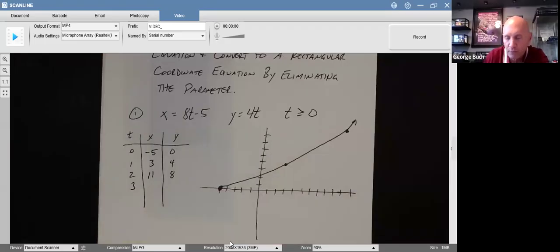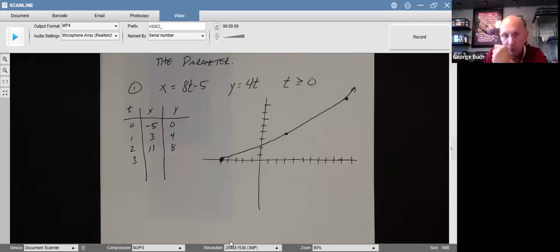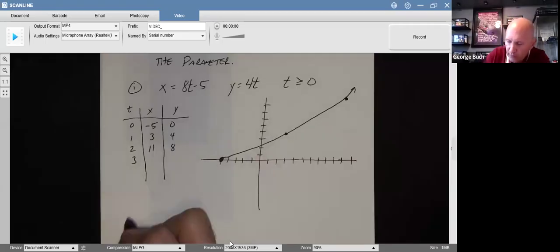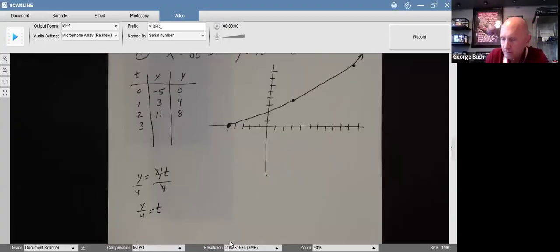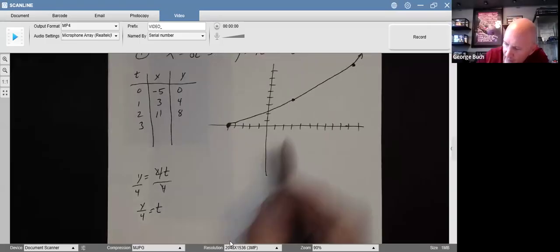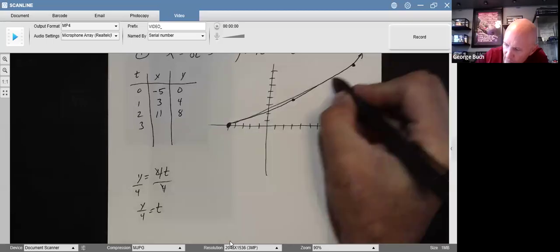And then as for getting rid of the parameter, remember what we want to do is get one of the equations to be t equals something. So if I use the y equation, if y is equal to 4t, and I divide both sides by 4, that tells me that t is y over 4. Whoops, let me move that there. Oh, actually these points are in line. They're not really a curve, it's a straight line.